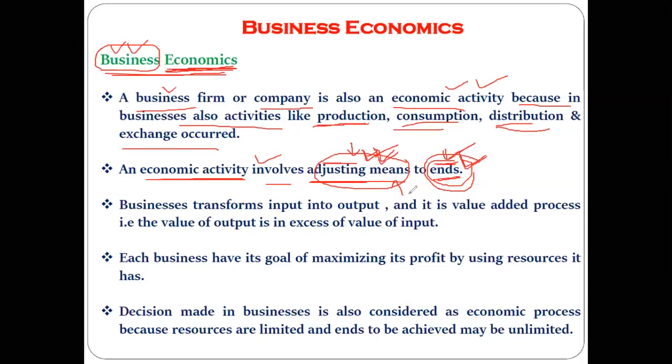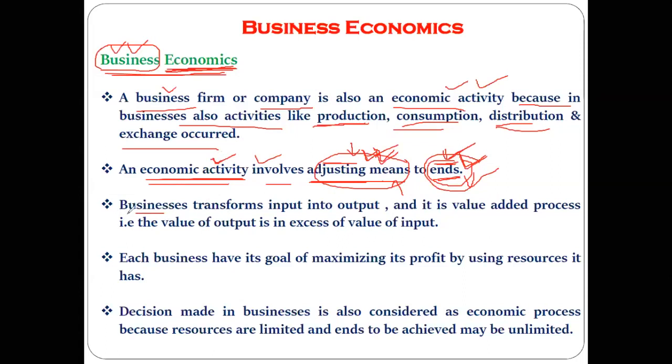Kinds of products, and that is the reason this is called the economic activity, and that is the meaning of this adjusting means to the ends: doing the adjustment of your resources to produce the different kinds of products. So that is the reason this is also referred to as one kind of activity. Okay, the economic activity: utilizing your limited amount of resources to generate some unlimited kind of products, or to generate some limited kind of products, is also referred to as the economic activity.